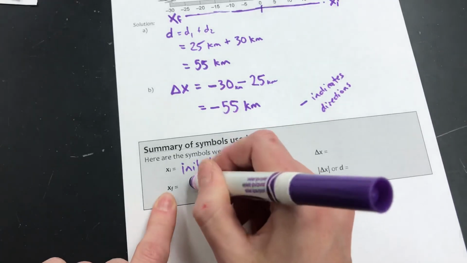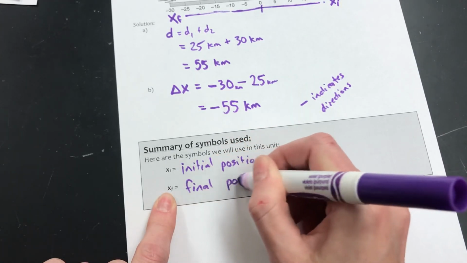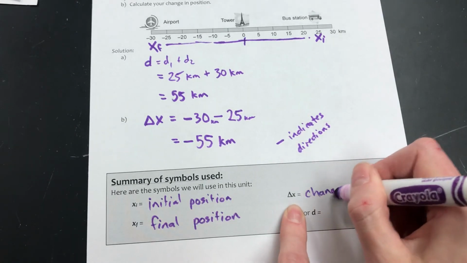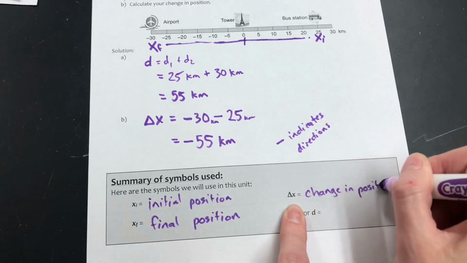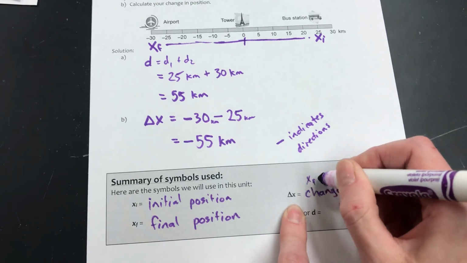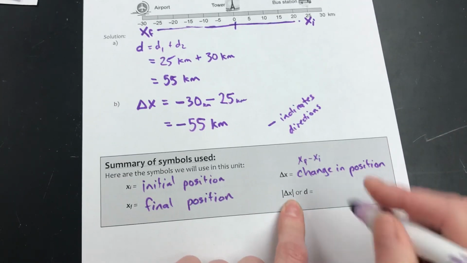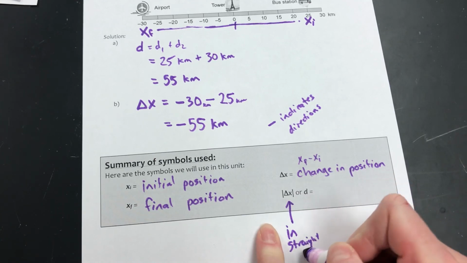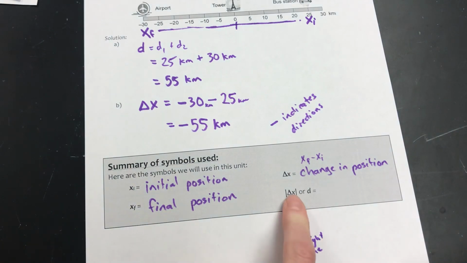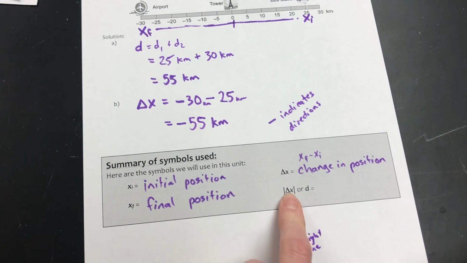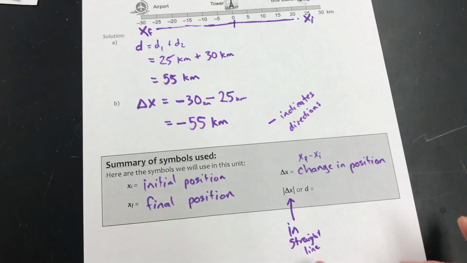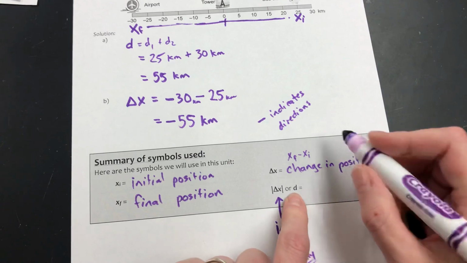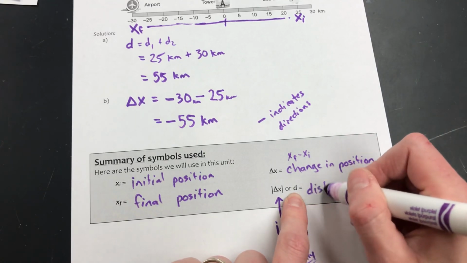Okay. So to recap, when we say xi, we're talking about the initial position. When we say xf, we're talking about the final position. Delta x means change in position, and you find that by doing xf minus xi. This one only works in a straight line, so you have to be careful with that one. If you're going in a straight line, you can write it this way. Those are little absolute value marks where you can literally just drop the negative and you'll have the distance, but that only works in a straight line. Only. Okay. Or we're using D for distance.